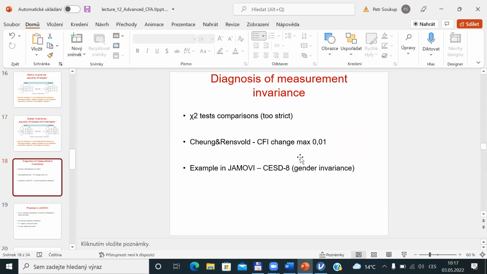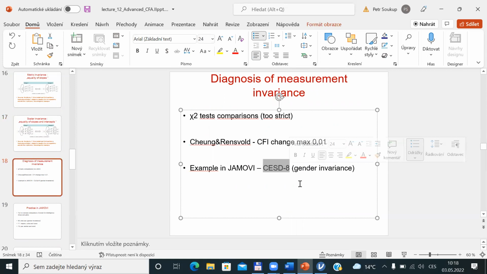And now we would go into Jamovi. We would open a new data file, which is CESD8. So that's a measurement of depressivity symptoms. These data, if I remember well, were collected at the beginning of the first phase of the COVID pandemic in the Czech environment. So these data are based on university students and were collected, if I remember well, in May 2020.